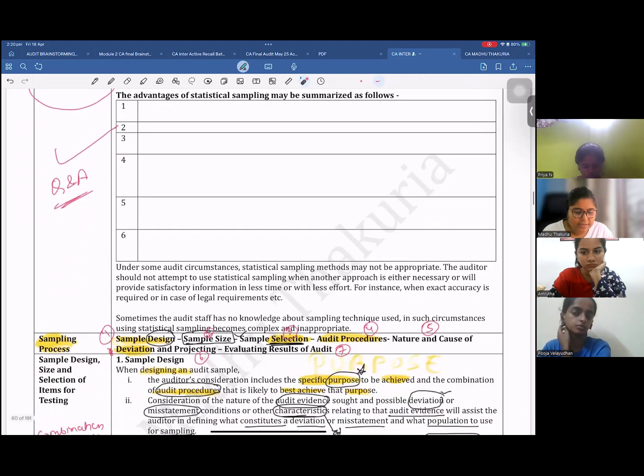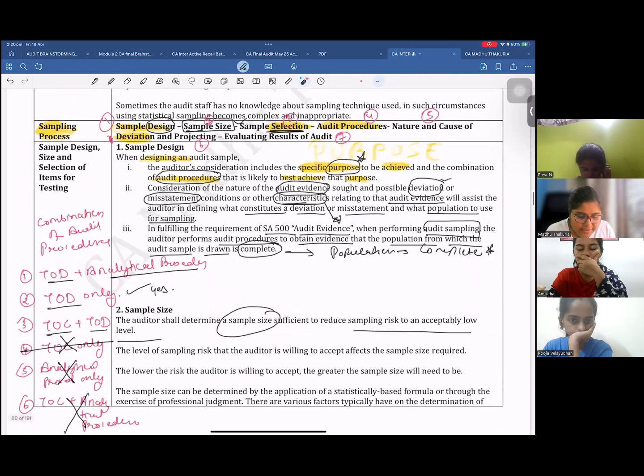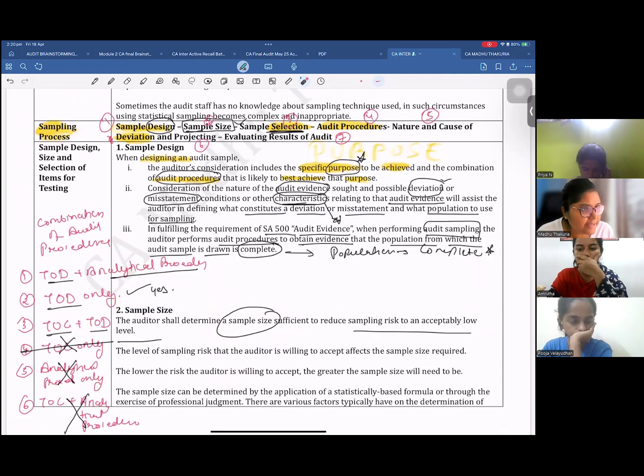Now comes the big topic of your SA 530, that is the entire sampling process. Under that, there are 7 things that you do. First, you design the sample, then you decide the sample size. Once you have decided the sample size, then you select the sample. Then on those samples you will apply the audit procedure. Once you apply the audit procedure, you will identify the deviation, for which you have to understand the nature of the deviation and its root cause.